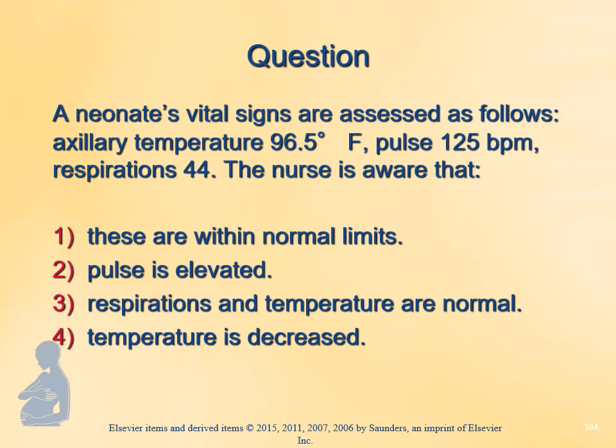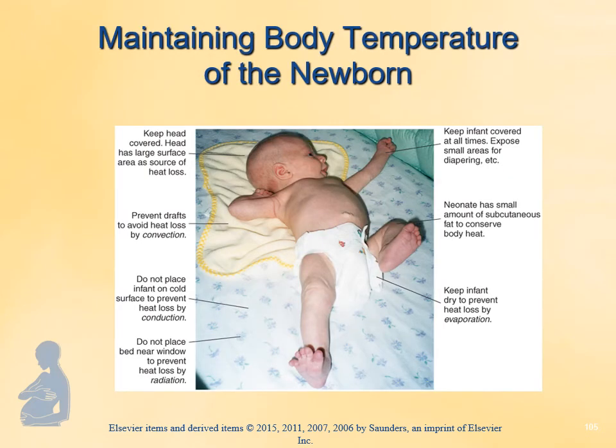So here's a question for you. If a neonate's vital signs are assessed as follows: temp 96.5, pulse 125, and respiratory rate 44, which of these is abnormal? Hopefully you guys can answer that very easily because we just talked about it.